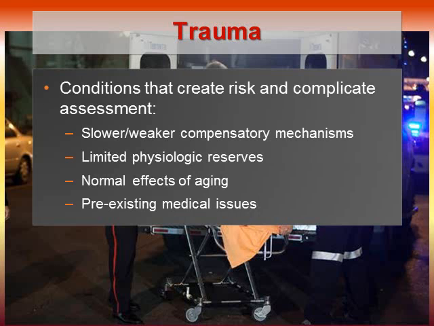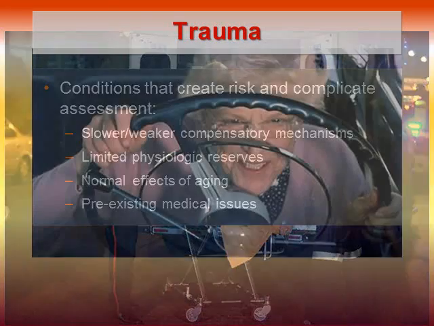Now, there's a lot of things about being over 65 or 70 that tends to set you up for a traumatic event. You have weaker compensation mechanisms. They may be slowed down by medication. You have limited physiologic reserves, so it's harder to actually respond to illness very well. Your body's kind of already stressed. And then there may be some pre-existing medical problems that you're dealing with.